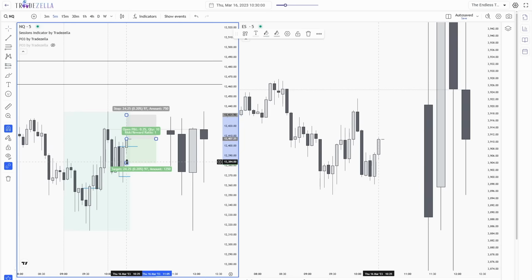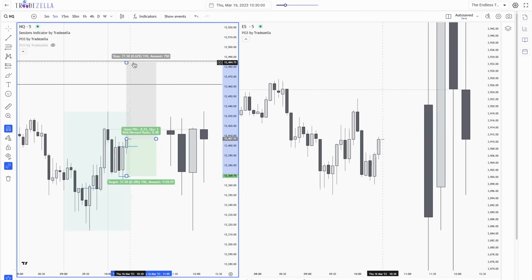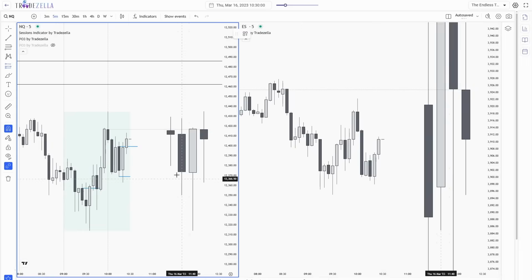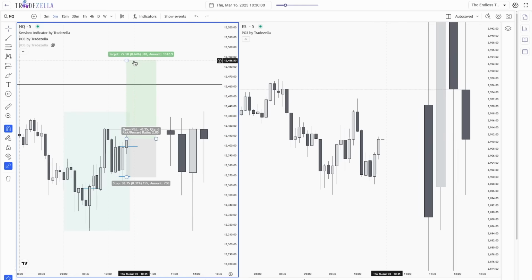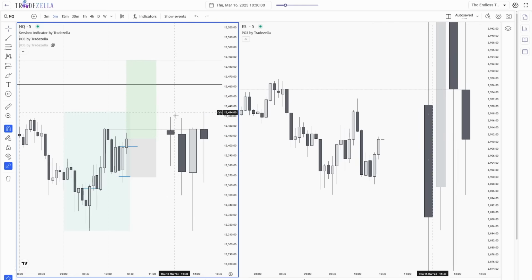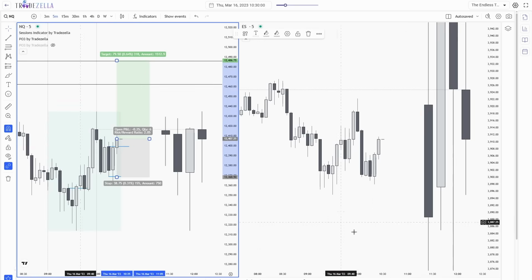So entering on the next candle, my stop loss below the wick. Is giving us a 2R at the daily high. So I will enter here.